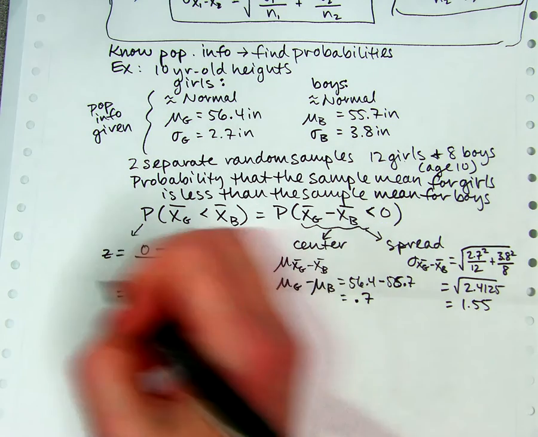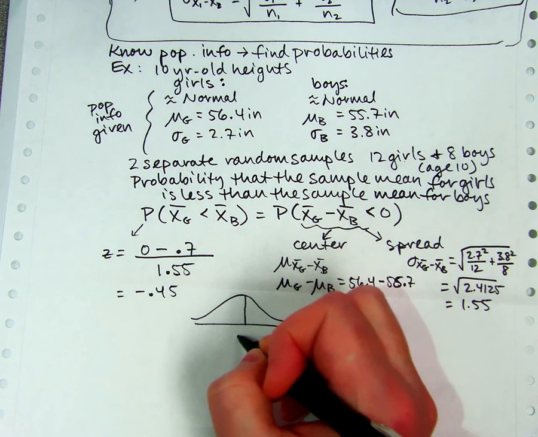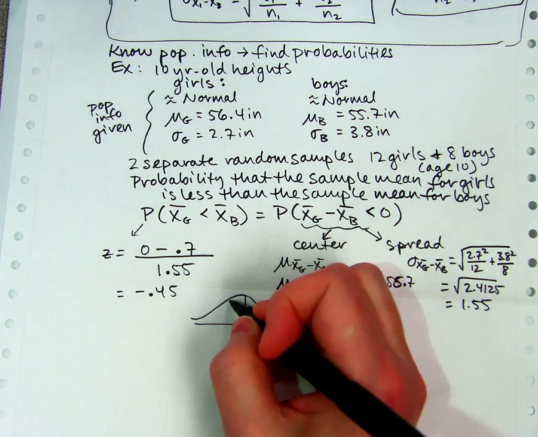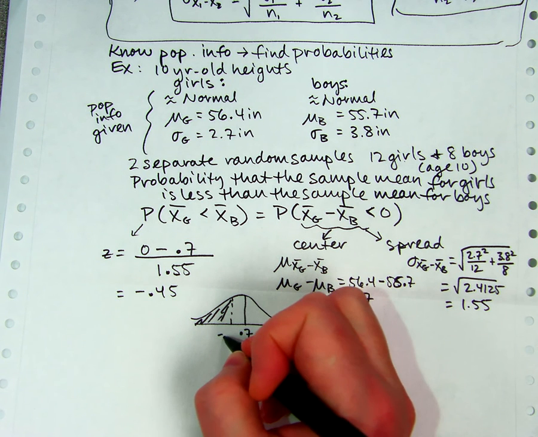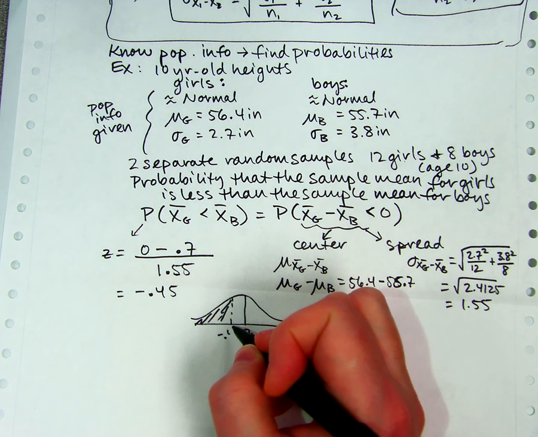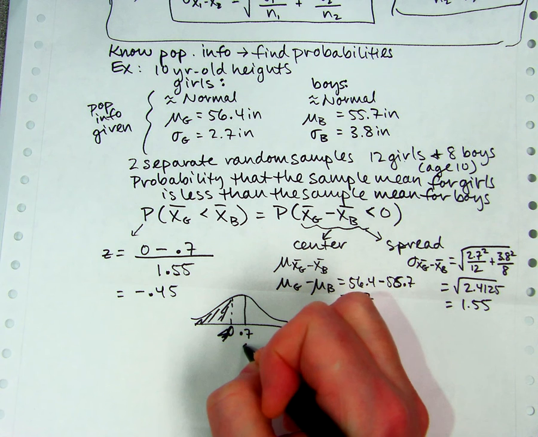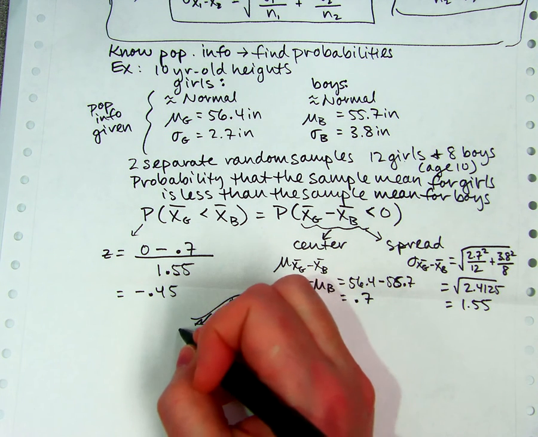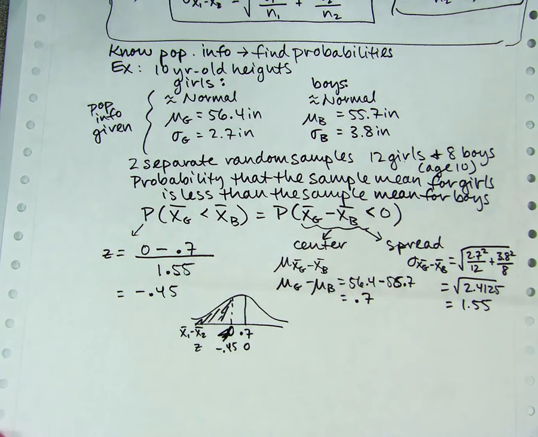And then remember, we're picturing a normal curve with the center of it at 0.7. And so about here is where we're at, and we want to find this probability of being less than that. Wait. This is where the 0 is. Z-scores would be 0 here and negative 0.45. That's right. So this is the difference in x bars. This is the z.